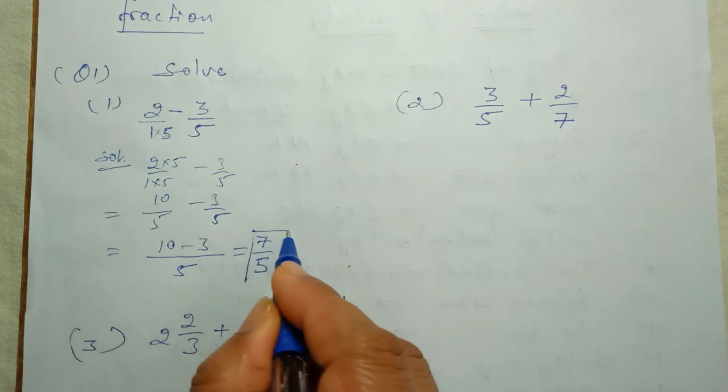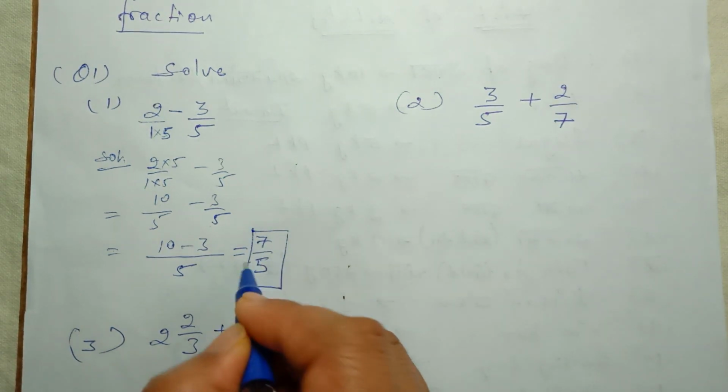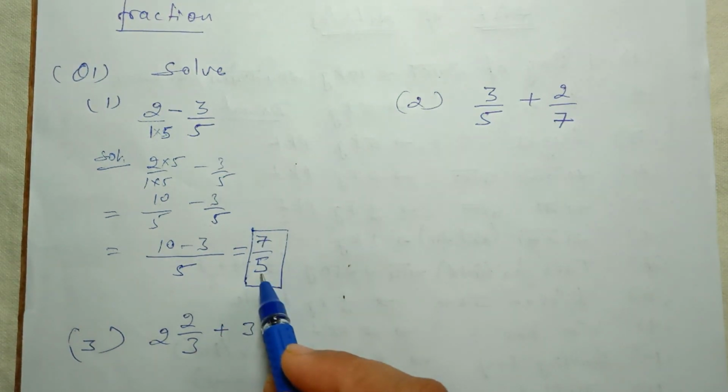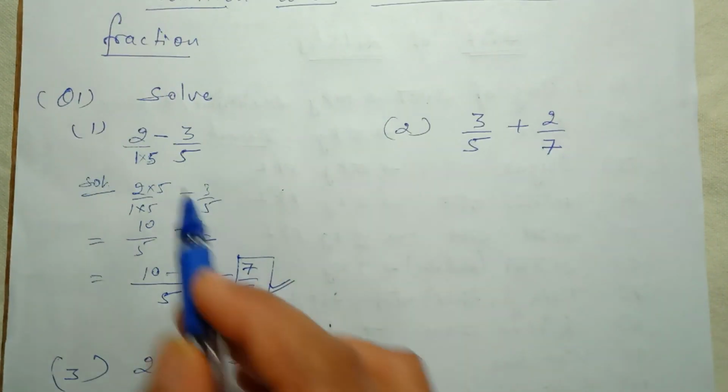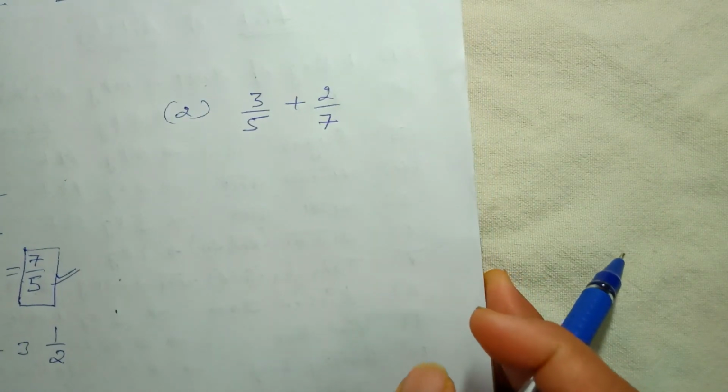If cancellation is possible, then do the cancellation. If cancellation between numerator and denominator is not possible, then leave it. So this is the answer. This is the solution for this combination. Now come to the next.